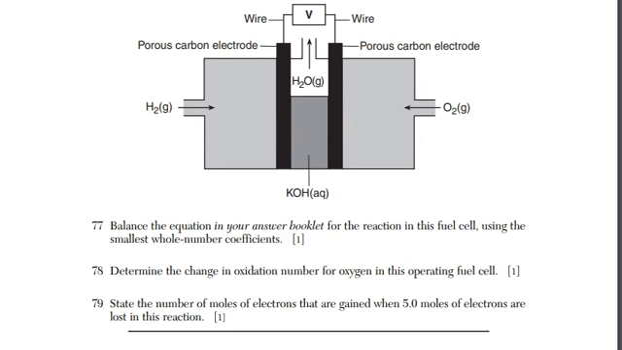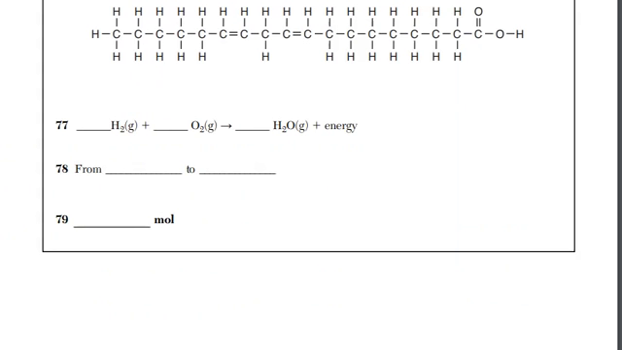All right, so the first one here, 77, we're going to balance the equation in the answer booklet for the reaction of the fuel cell using the smallest whole number coefficients. Okay, so here we are. I went ahead and figured for this one we better have the answer booklet. And 77, you see the equation and you want to balance it. That means that the elements and the number of atoms on both sides of the equation have to equal out or balance out. So I just tell my students just move from left to right. In other words, I have 2 hydrogens here, I have 2 hydrogens here. Right now it's balanced.